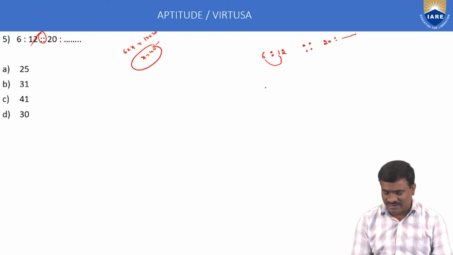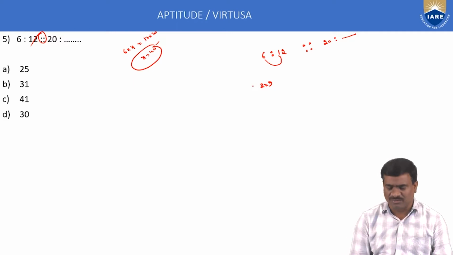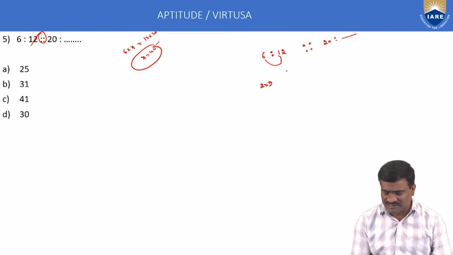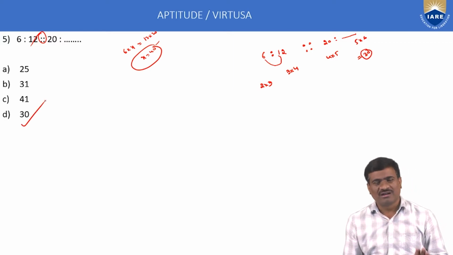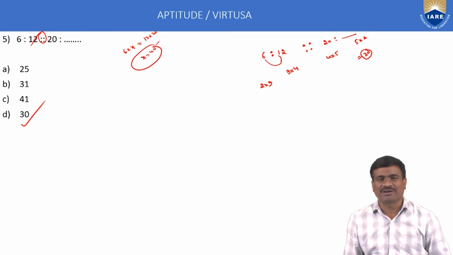Third logic, 6 means 2 into 3. Product sequence order method. 6 is 2 into 3, next 3 into 4 is 12, next 4 into 5 is 20, 5 into 6 is 30. Option D is the only correct one. This is the method. Number analogy is important.